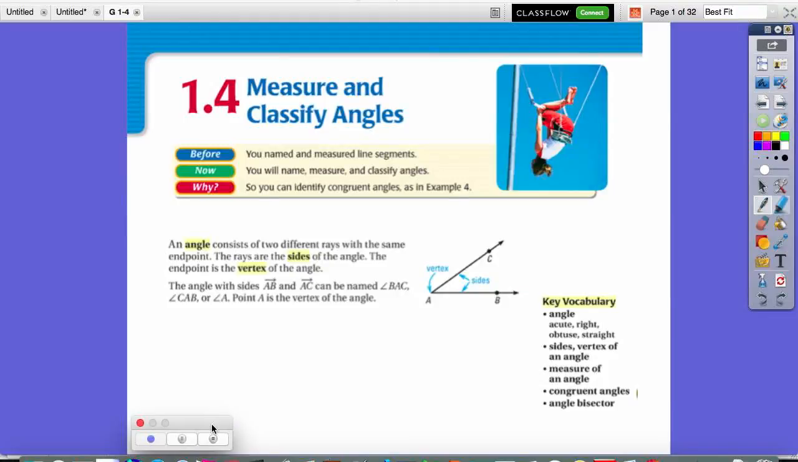In lesson 1-4, we're going to measure and classify angles. A lot of this should be review of things that you learned even in 4th and 5th grade, but we're going to go through these to make sure that you are up to date.